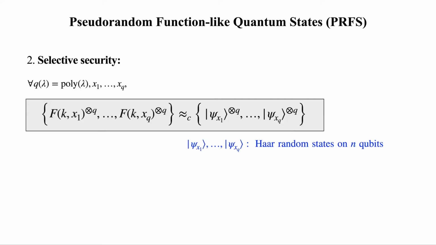One thing I want to point out about the security definition considered in the previous work is the selective aspect of it, which is that all the inputs x1 through xq need to be declared ahead of time, and then we give the evaluations of the PRFS on these inputs to the adversary. So in some sense, we don't let the adversary choose these inputs adaptively.